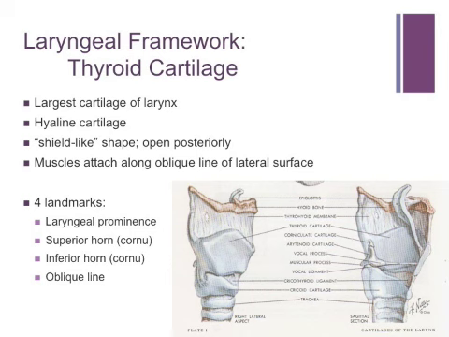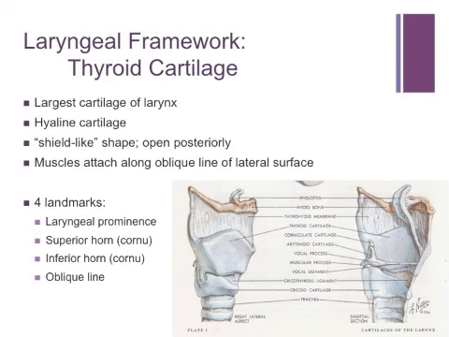Look at figure 37.18 in your atlas, as well as reading number 6, to study the landmarks of the thyroid cartilage and label them on your notes outline handout. Locate the laryngeal prominence, superior horn, or cornu, inferior horn, or cornu, and the oblique line. Also, please take a moment to think about the differences between the 4 horns you've heard about so far.